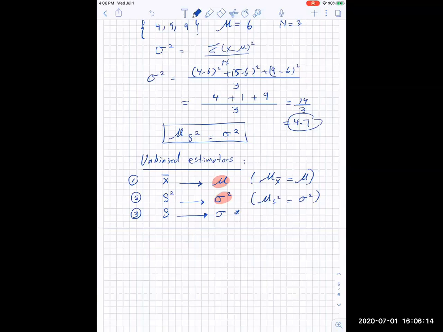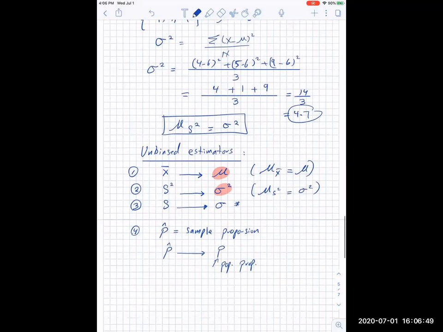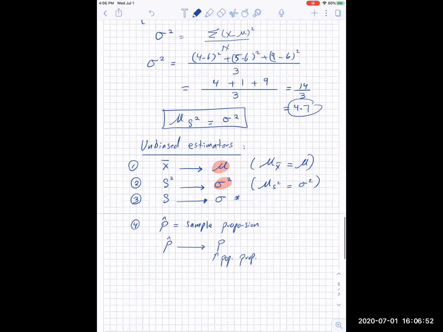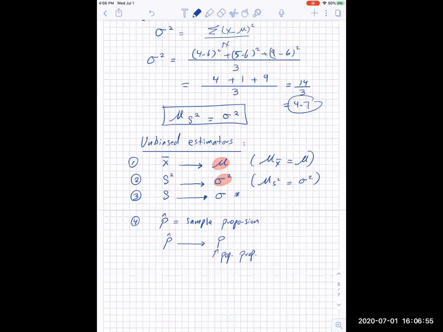And there is another one, guys, number 4, which is p hat. I haven't talked about p hat yet. This is called the sample proportion. We will discuss this in the next chapter. And it is also an unbiased estimator. And the sample proportion will always lead us to the population proportion. We're going to again discuss this statistic or this parameter in detail in the next chapter.